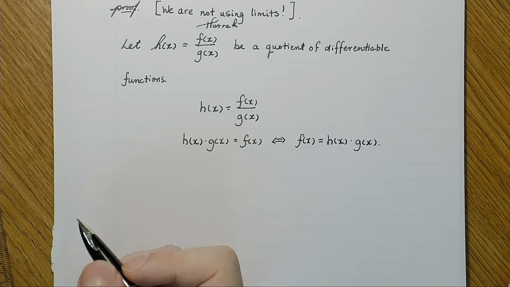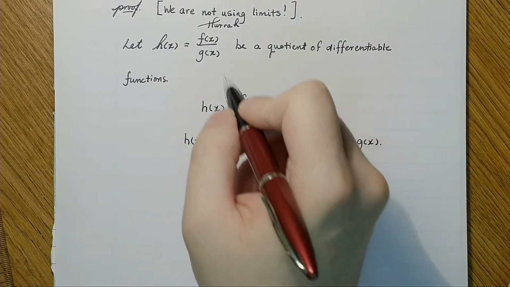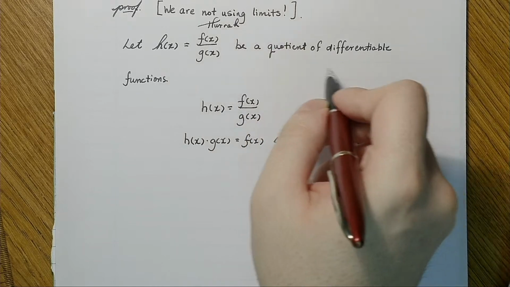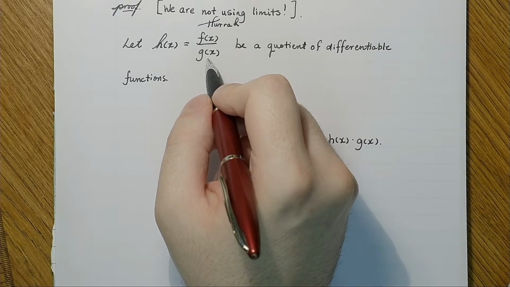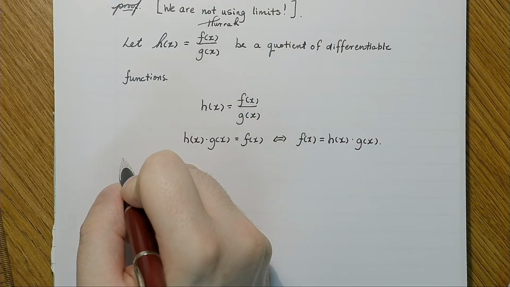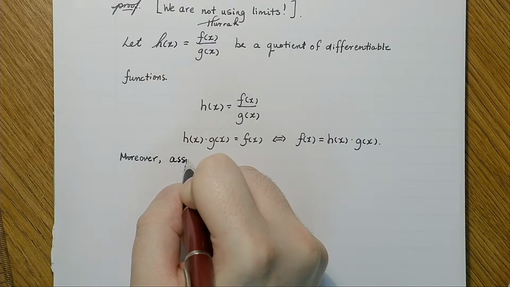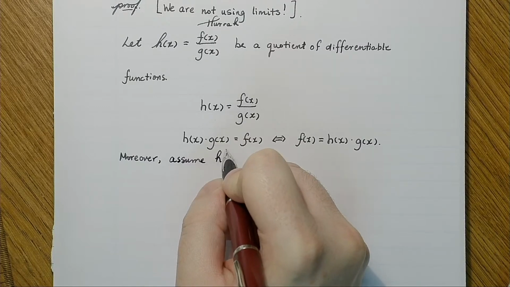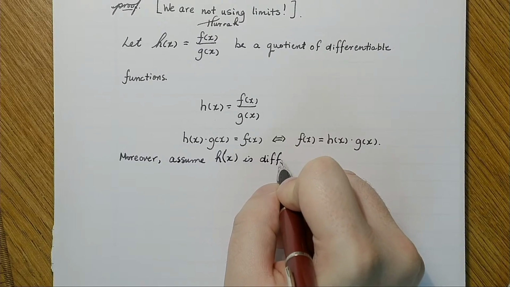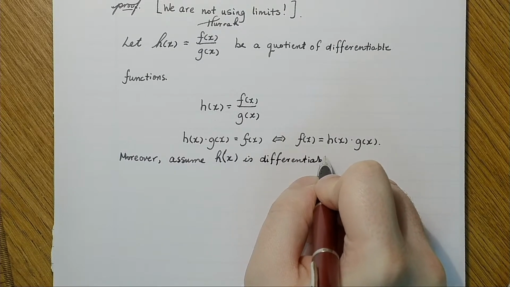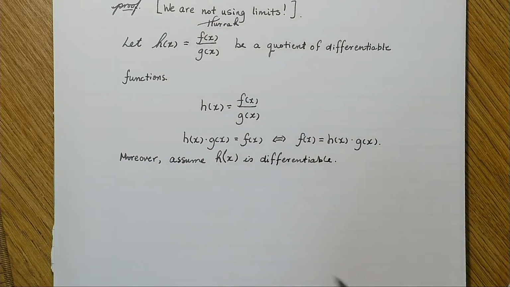Okay, so we've assumed that these are a quotient of differentiable functions. So f is differentiable, g is differentiable, and moreover, assume h itself is differentiable. So again, we're assuming that h, f, and g are differentiable, which should be good.